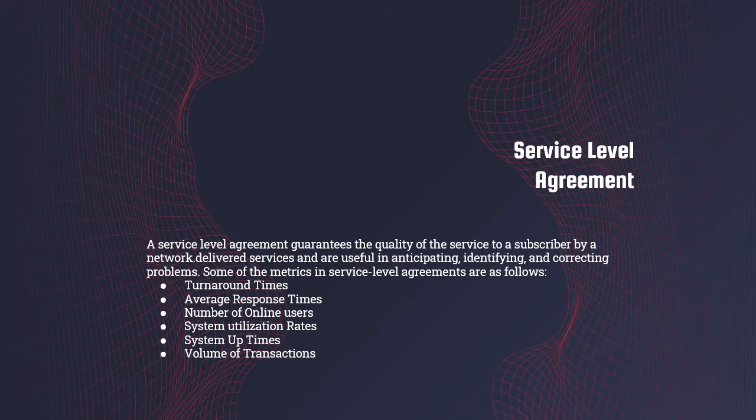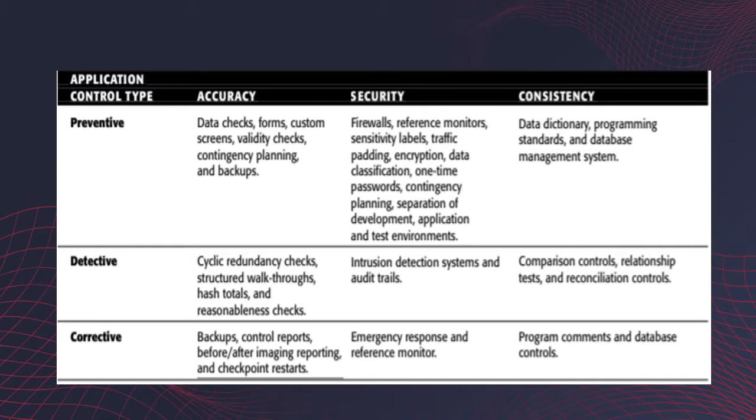Service level agreement. A service level agreement guarantees the quality of the service to a subscriber by a network delivered service and is useful in anticipating, identifying, and correcting problems. Some of the metrics in service level agreements are as follows: turnaround times, average response times, number of online users, system utilization rate, system uptimes, volume of transactions, and production problems.